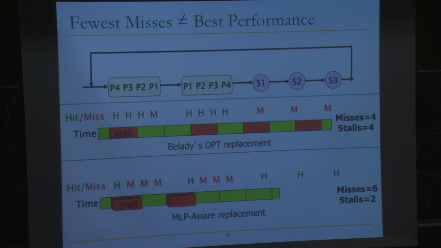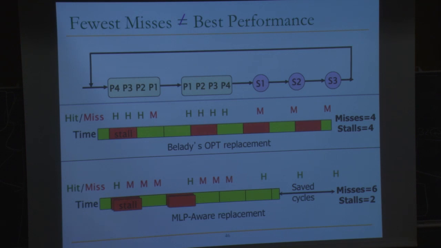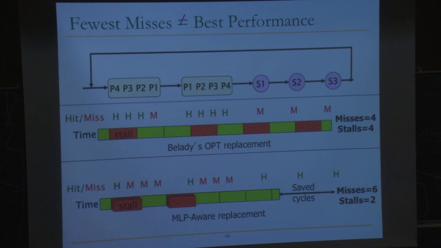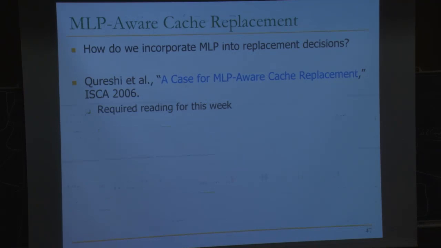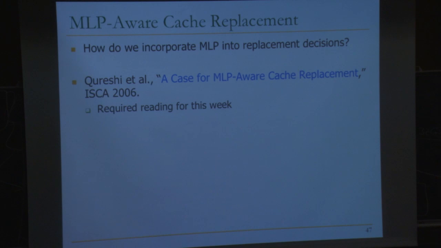But we reduced the execution time. Why? Because these misses were a lot more costly in terms of performance. Even though every miss had the same latency, the overlapping of the misses was very different. Here you could overlap the latency of these misses. Here you could not. So why not keep in the cache those misses that you cannot overlap the latencies of? That's the idea of memory level parallelism aware cache replacement. Well, that's the motivation for it. And I'll let you read how to do that. How do you incorporate this factor into replacement decisions?